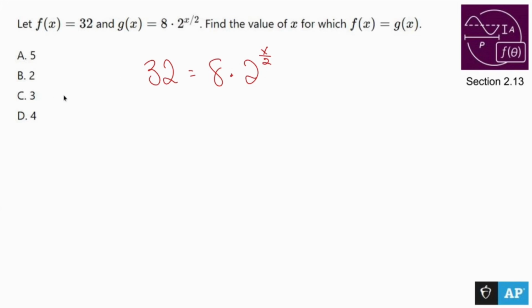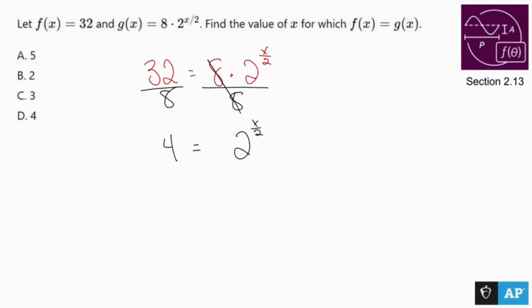Now we need to get x all by itself. There's an over 2 in the way. There's a base 2 in the way. There's a times 8 in the way. Let's divide both sides by 8. Let's get rid of that one first. Divide both sides by 8. 32 over 8 is 4. 4 equals 2 to the x over 2.